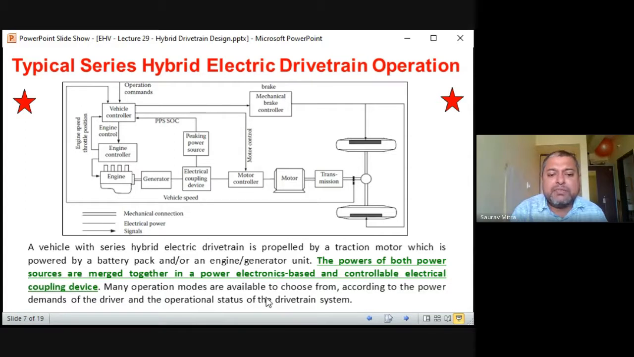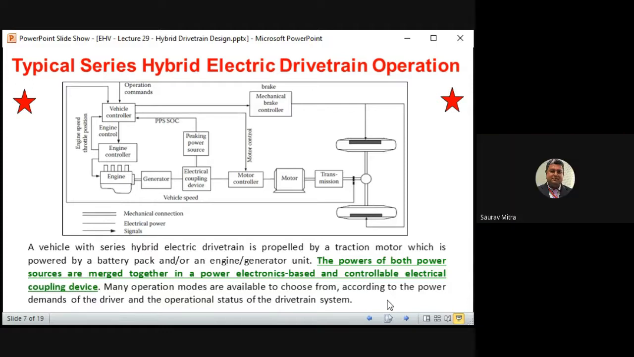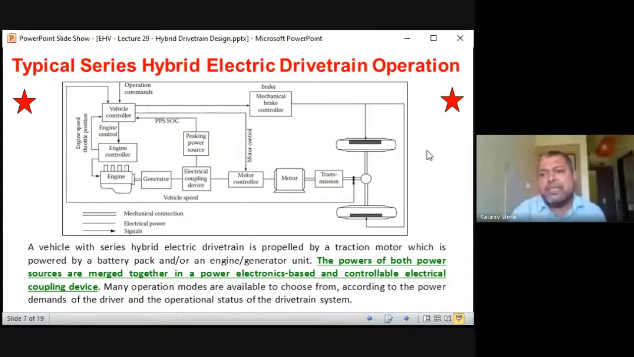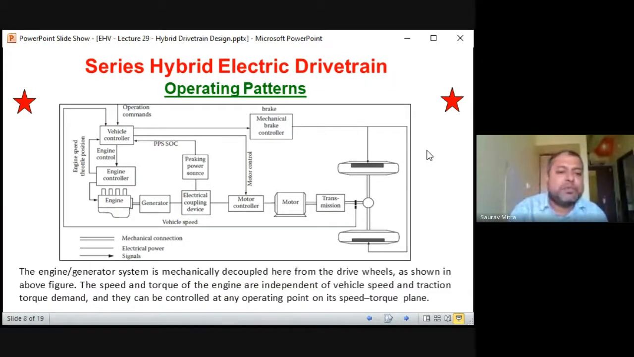So many operation modes are available to choose from according to the power demands of the driver and the operational status of the drivetrain system. If it is in forward driving, the engine generator or peak power source will run the vehicle. If it is regenerative braking, at that time the vehicle will charge the peak power source or battery pack. All these things were explained last day, but it is explained in more detail here for the typical series hybrid electric drivetrain operation. In the previous module also, in the second part, we have seen the same thing, but it is given in more detail here. So what is the operating pattern?